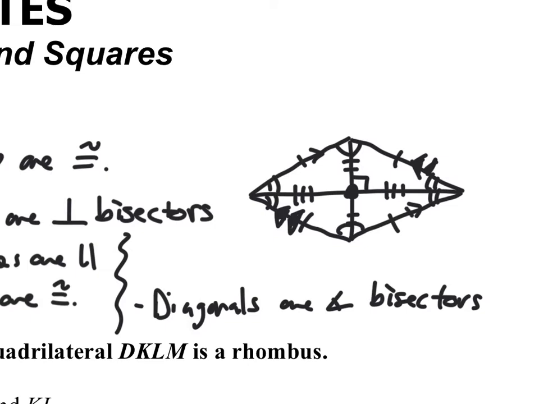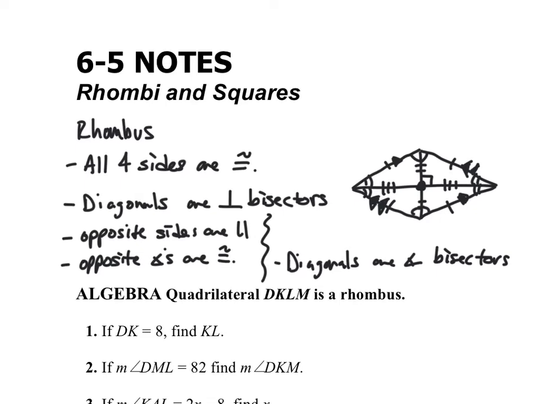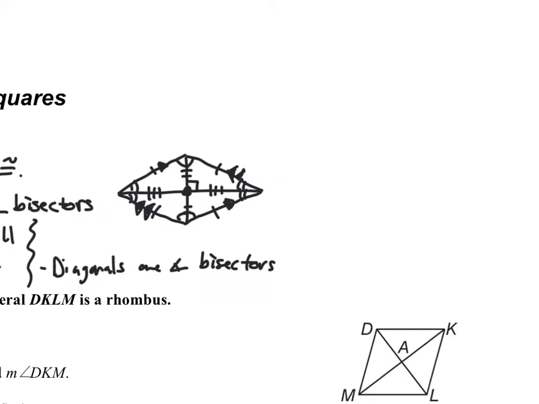So it's kind of got the same properties as a parallelogram, except the diagonals are a little bit different, okay? The diagonals are perpendicular bisectors, and they are angle bisectors as well, okay? But the big important thing is that all four sides are congruent. So let's talk about a square, okay?